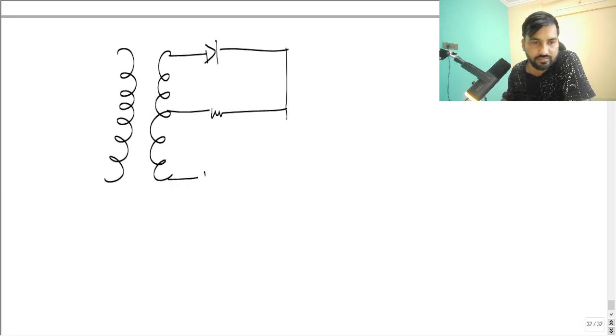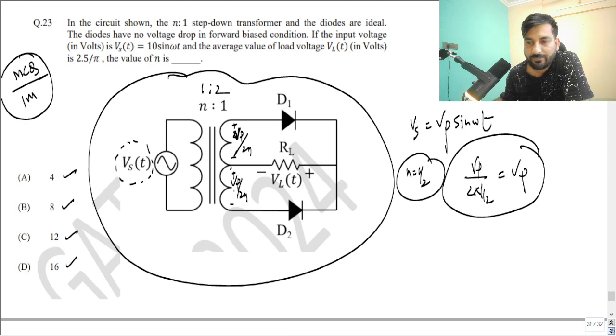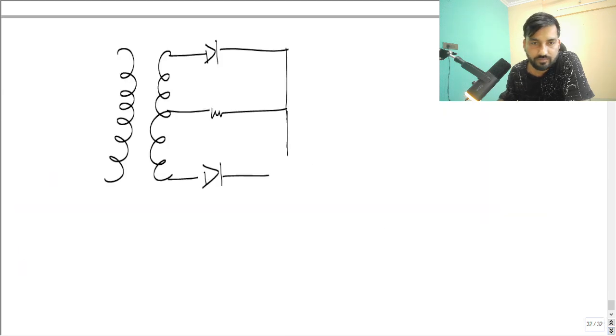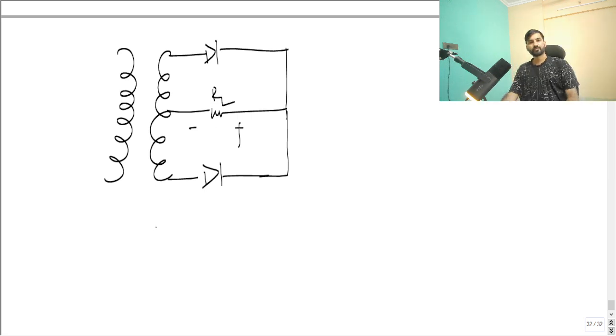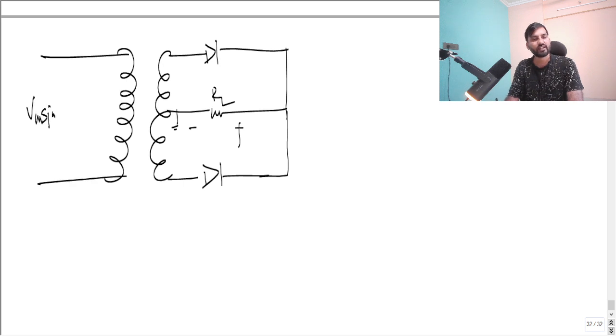Understand? Center tapping has been done here, with plus and minus, and this is the load RL. So what you have done here is center tapping, right? Let's say we are applying here Vm sin omega t.